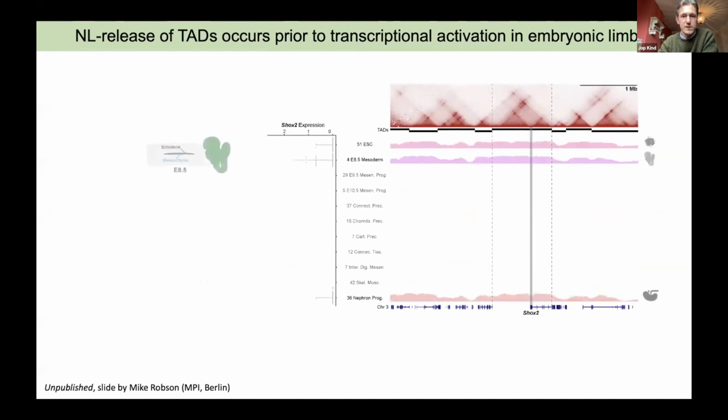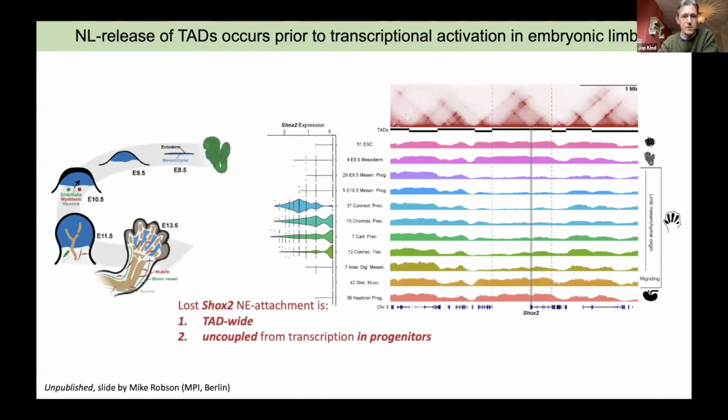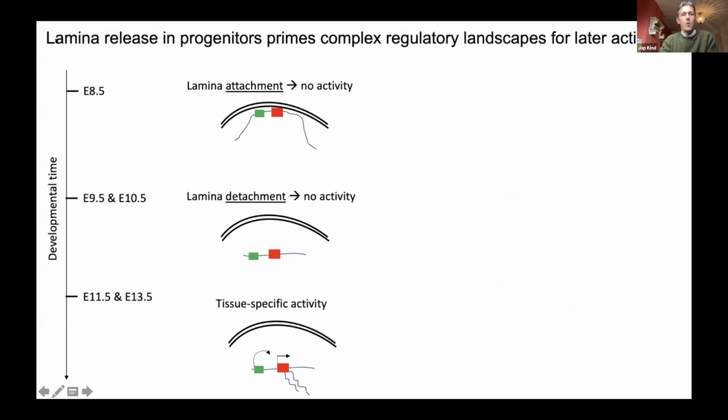Let me skip this because I think I'm running out of time. I'll just go to the summary, where I showed you before that there's a very tight association between gene activities and positioning for limb development.